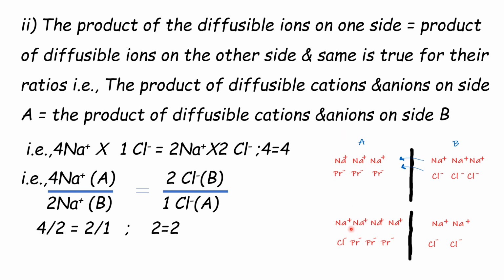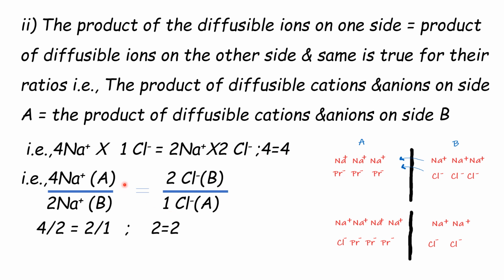So this is how many cations? 4 cations here, then 4 sodium, multiplied by 1 chloride. How many? Diffusible ion. So 4 into 1 is 4, and here we have 2 sodium and 2 chloride. 2 into 2, 4. So their products are equal.